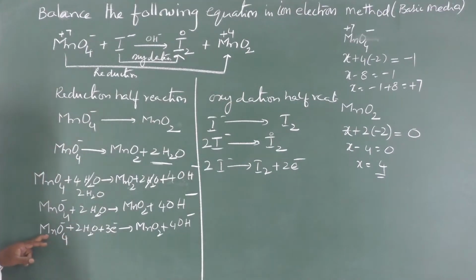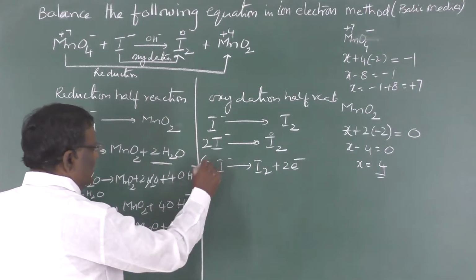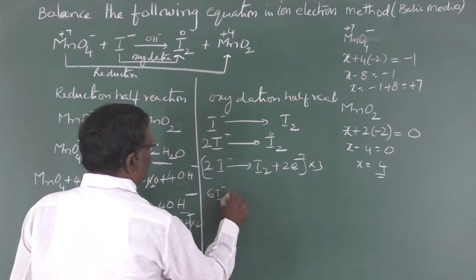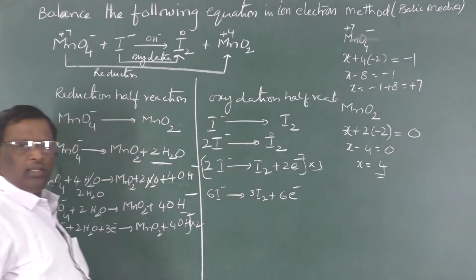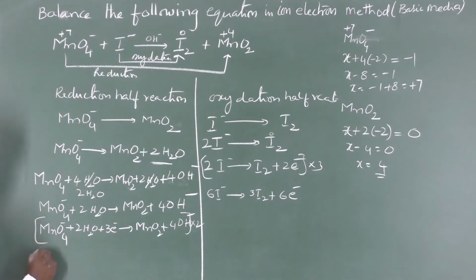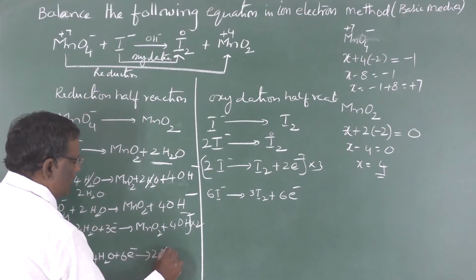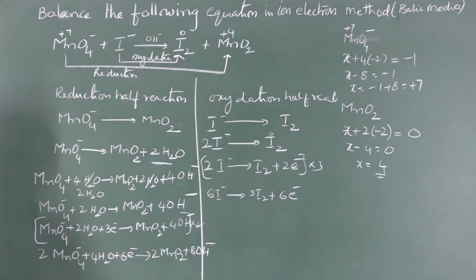So here is 1 even number and 1 odd number. In such a case you have to multiply this reaction with 2 and this reaction with 3. So that 6I minus gives 3I2 plus 6e minus. Here if you multiply this with 2, you will get 2MnO4 minus plus 4H2O plus 6e minus gives 2MnO2 plus 8OH minus. Now let us add these two equations.